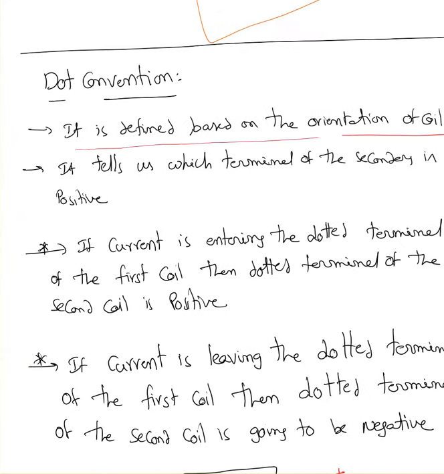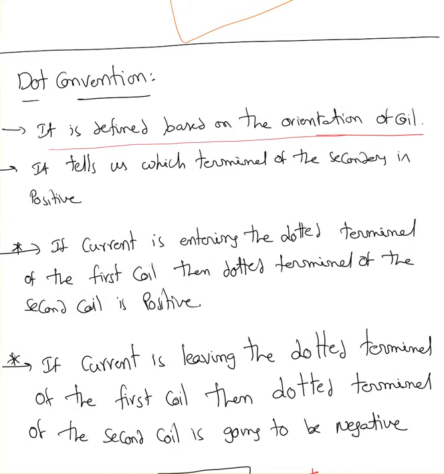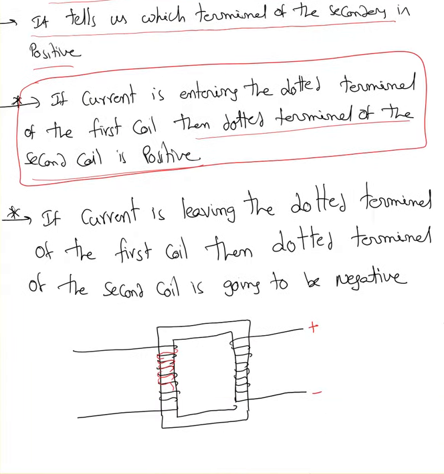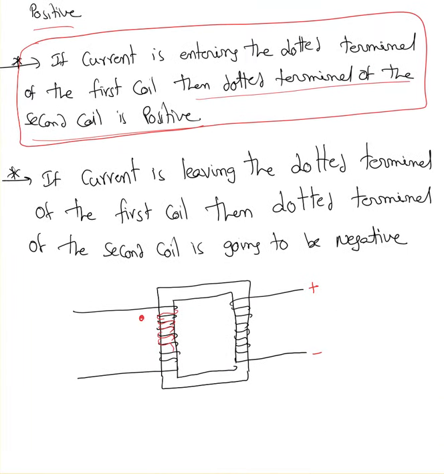It is defined based on the orientation of the coil, and it tells us which terminal of the secondary is positive. So if current is entering the dotted terminal of the first coil, then the dotted terminal of the second coil is positive. This is a really important point we need to remember when doing the dot convention. Say, for example, I have a dot here and another dot here.